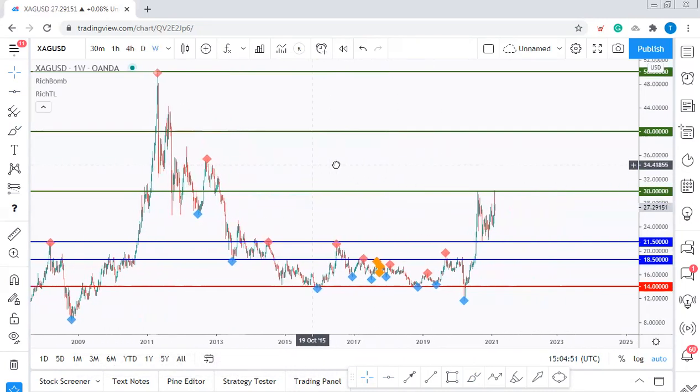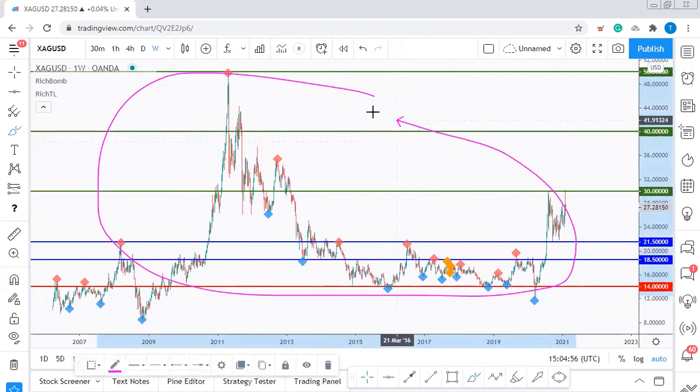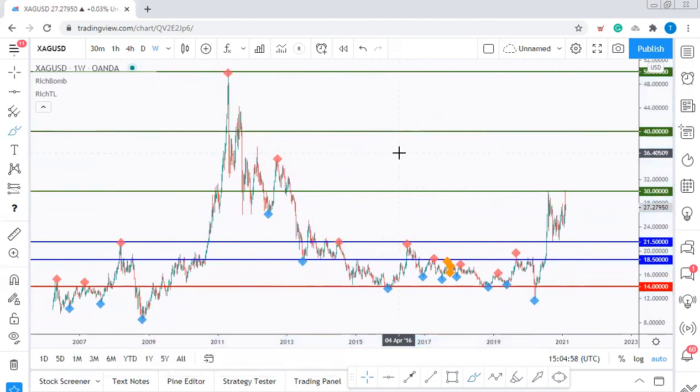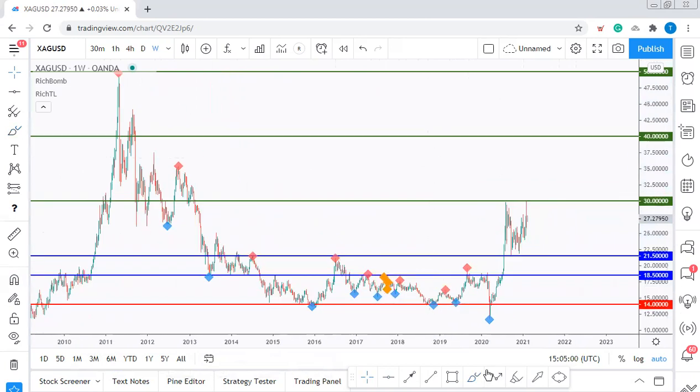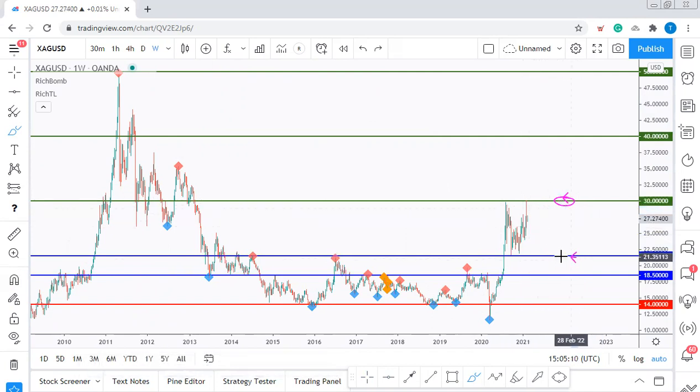So for now, from the weekly time frame, from a zoomed out view, what I call a macro view, we know that price, or silver in this case, is currently trading inside this floor. That's why this one is acting as resistance and we'll be looking for sell setups as price approaches it. And this one is acting as support and we'll be looking for buy setups as price approaches it.